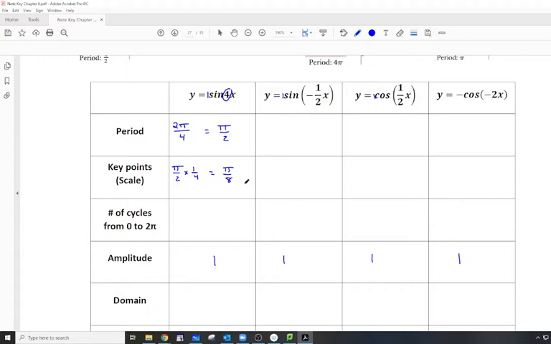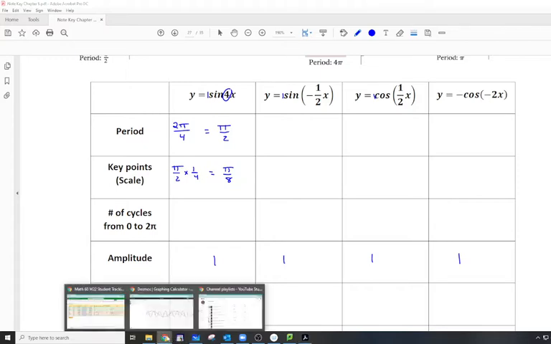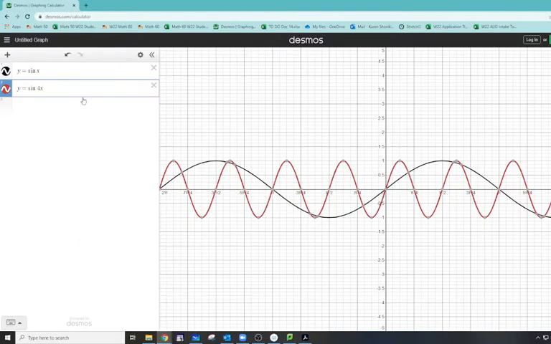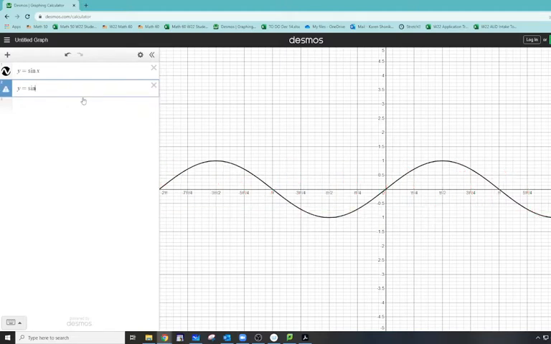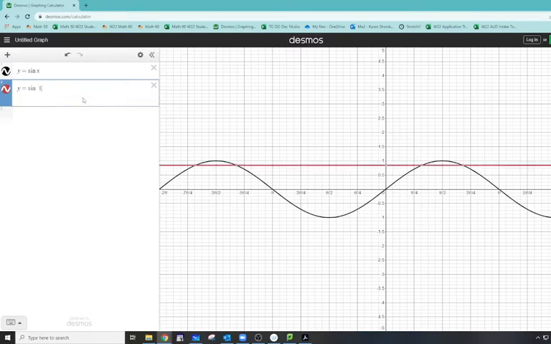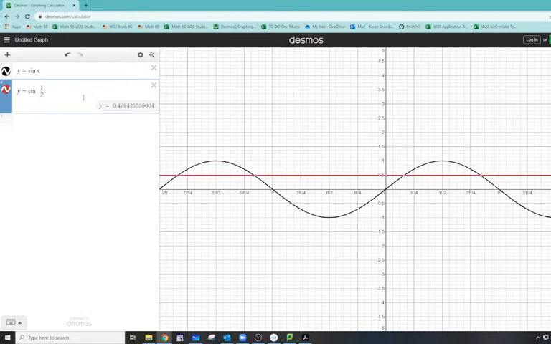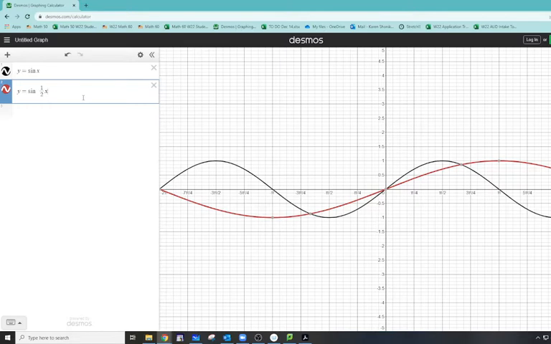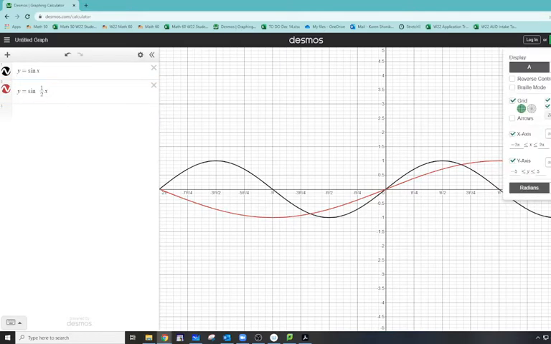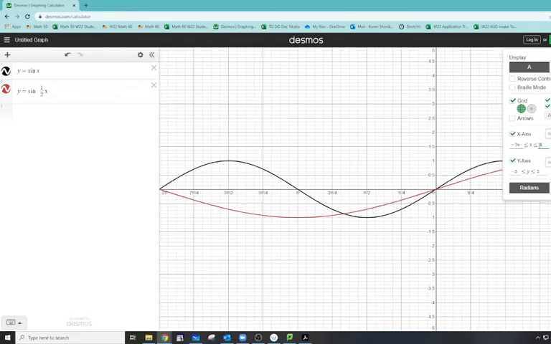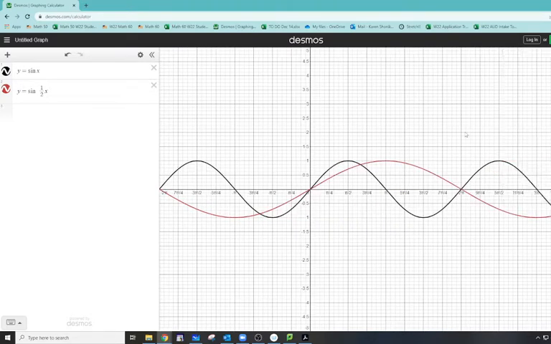Let's look at y equals sine of negative a half x. So again, it's the graph above, but I'm just making it bigger so it's easier to see. So if we do sine of 1/2 x. Okay, what's happened here? Well, let me change my scale just so that you can see what's happened. I'm going to make us go up to 4 pi. Okay, so the black graph is my y equals sine x graph. It starts at 0, and one complete cycle happens in 2 pi. The red graph is my y equals sine of 1/2 x graph.